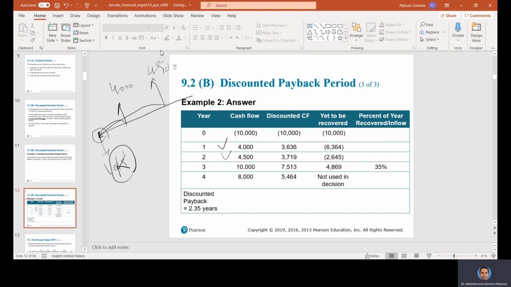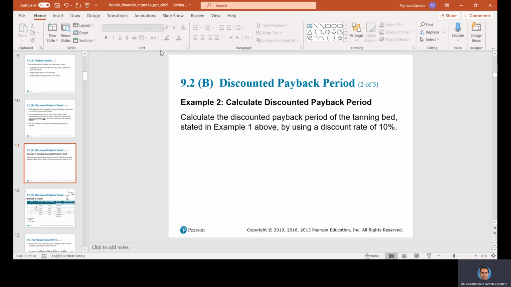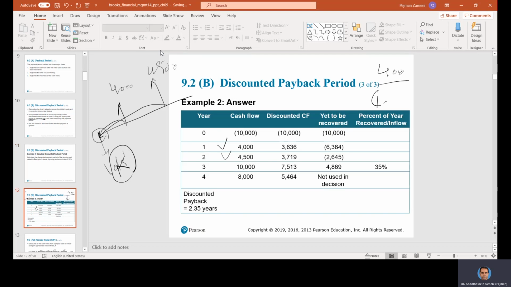Okay, how it works means that 4,000 divided by 1.1, okay, 10%, 1.1 to the power of 1, plus 4,500 divided by 1.1 to the power of 2. And then we add these two numbers together, and we minus the 10,000. And it shows that it takes more than 2 years to recover the 10,000. And in this case also the project would be rejected.